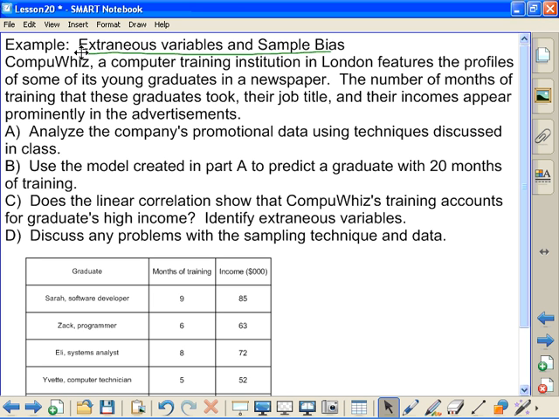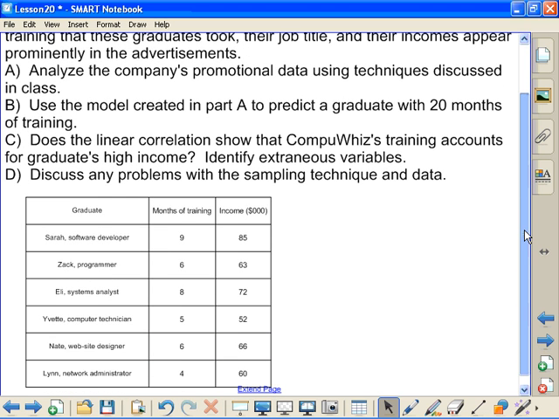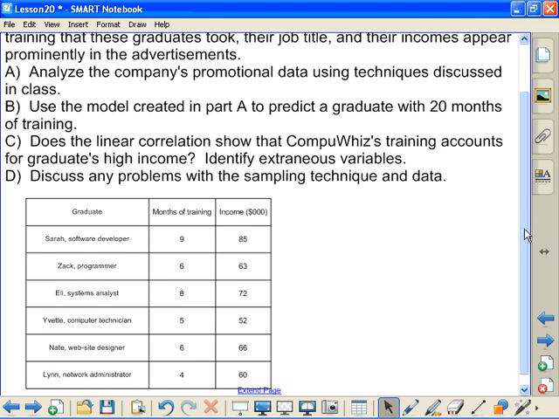The number of months of training that these graduates took, their job title, and their incomes appear prominently in the advertisement. So what I've done is I've summarized the data down below in a chart for you. This comes out of a flyer or some form of advertisement or graphic text that we've been talking about as well, and this is the information we get from it. So we want to analyze the promotional data using the techniques we've learned in the class for this part, which is dealing with regression and then critically analyzing whether the regression is a valid one for this particular topic. I'm going to take a moment to enter the data into the graphing calculator, and we'll go from there.